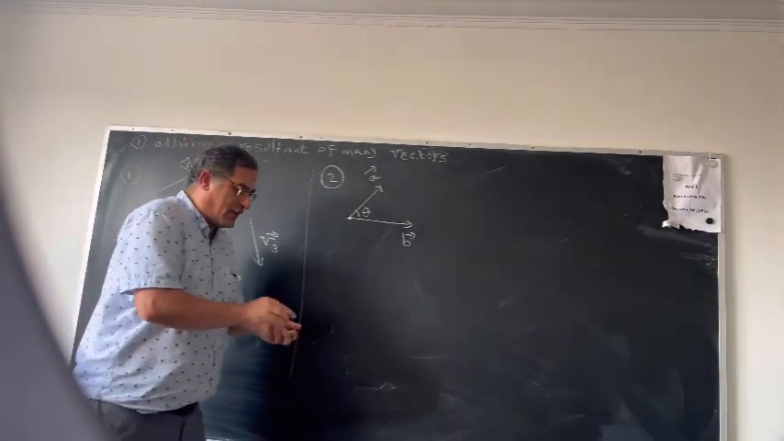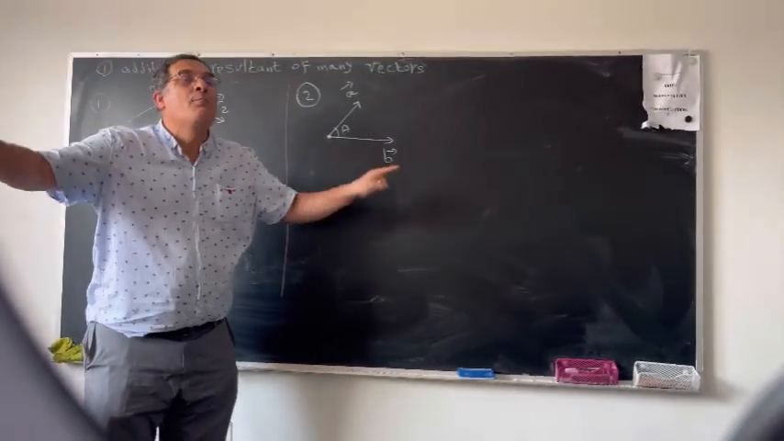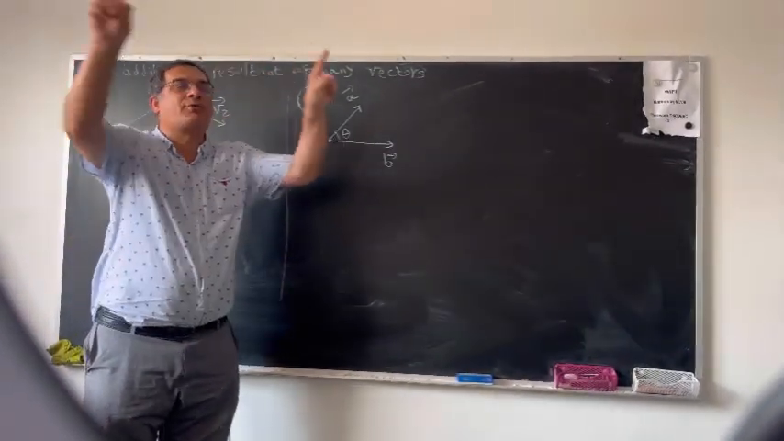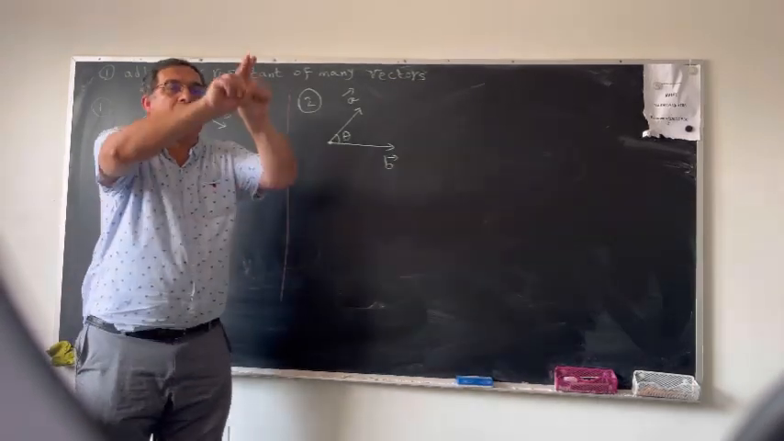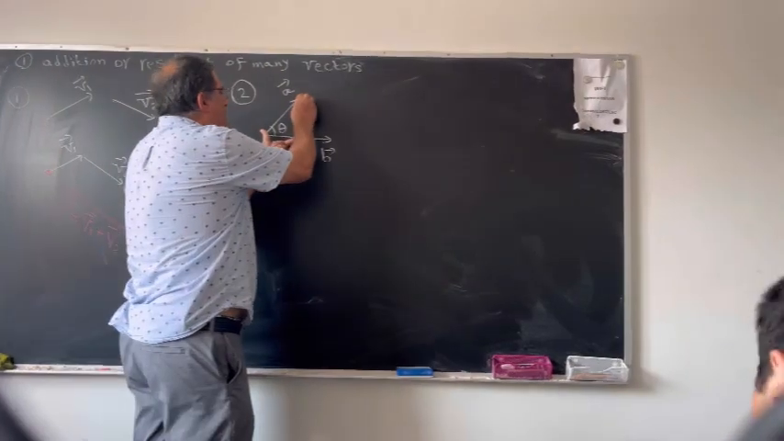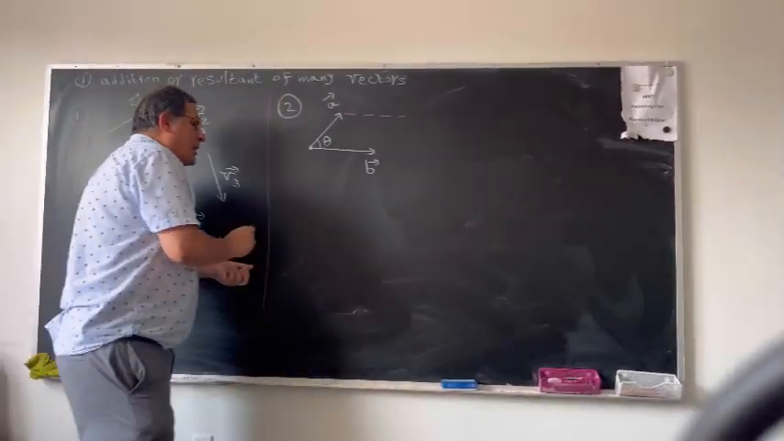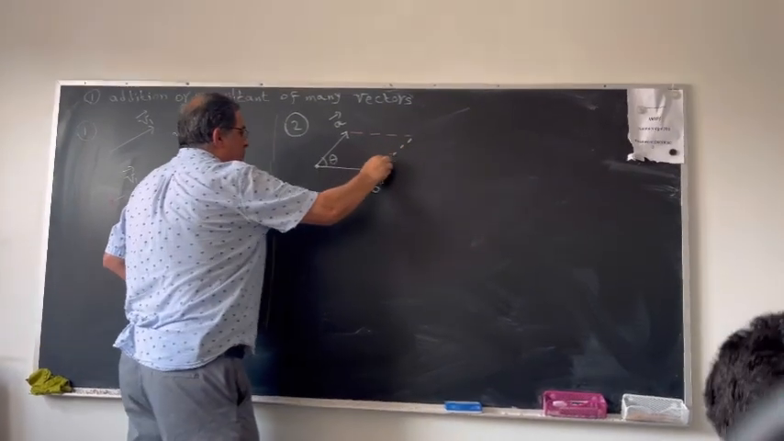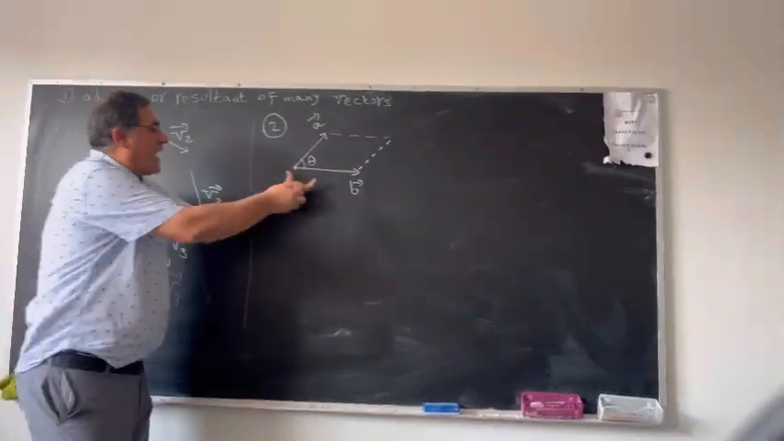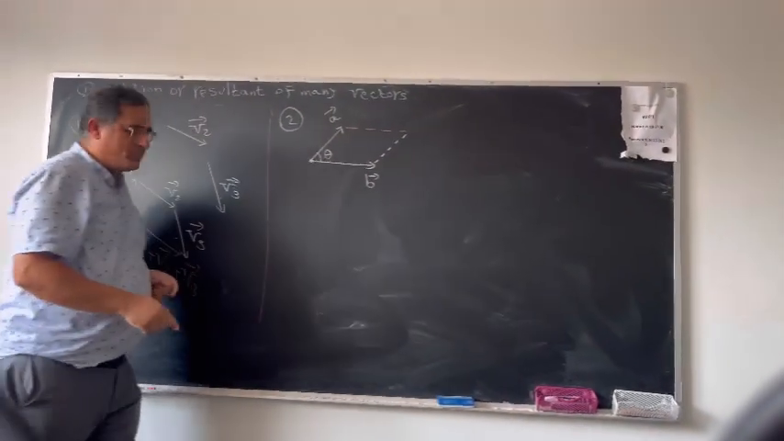In this case, how do you find the addition or resultant? You have to make the parallelogram, the same size parallelogram. You draw it and connect the second vector.